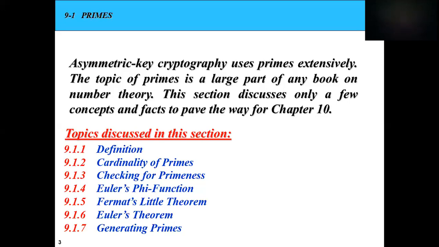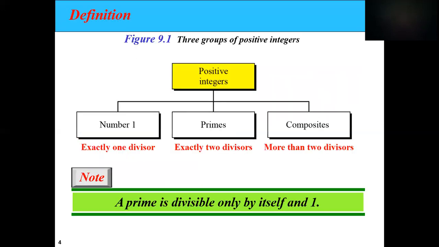The topics of discussion in this section are the definition, cardinality of prime numbers, checking for primes, the Euler phi function, Fermat's theorem, Euler's theorem, and then generating primes. Dear student, let us come up with three integers which are quite useful in cryptography. The first one is number one. It has exactly one divisor, which is only itself. That is one.